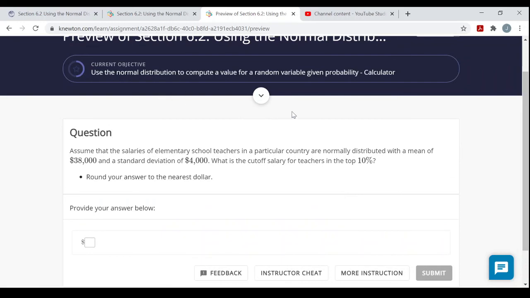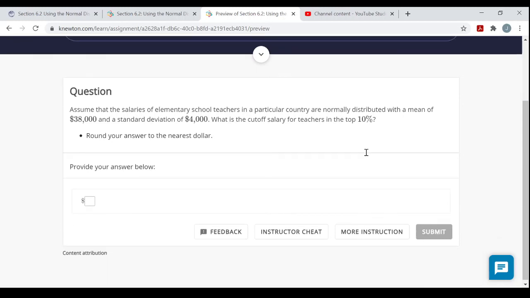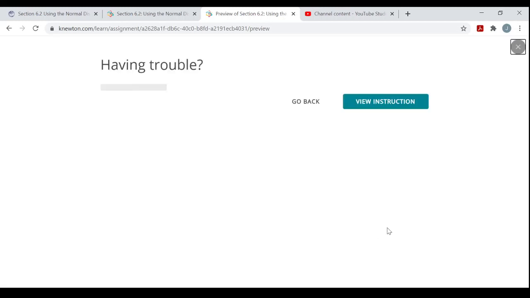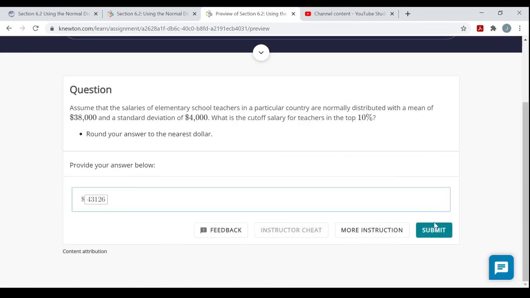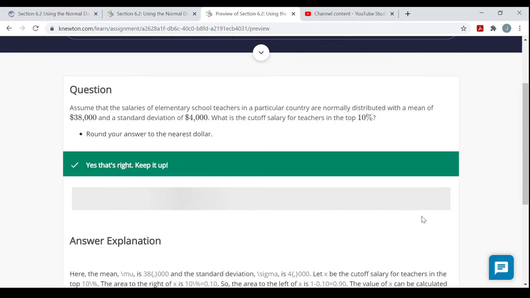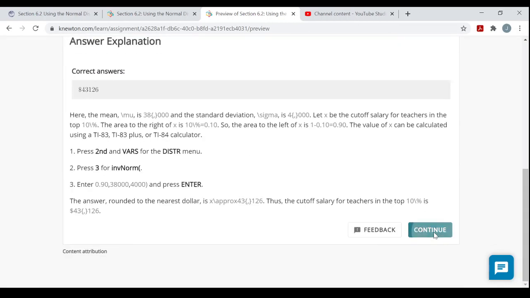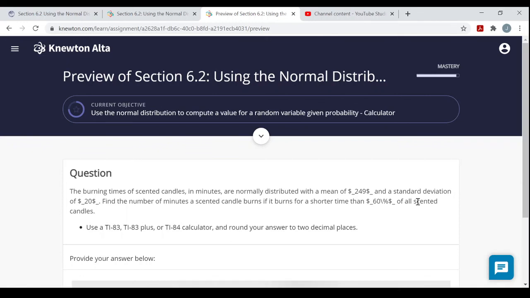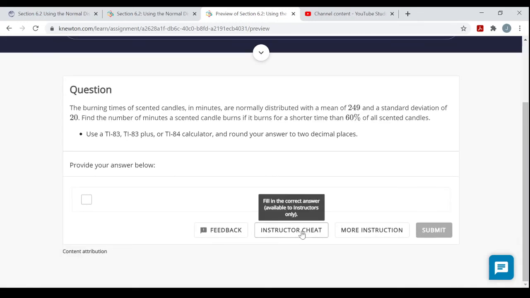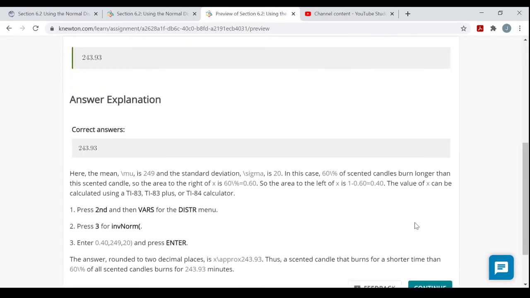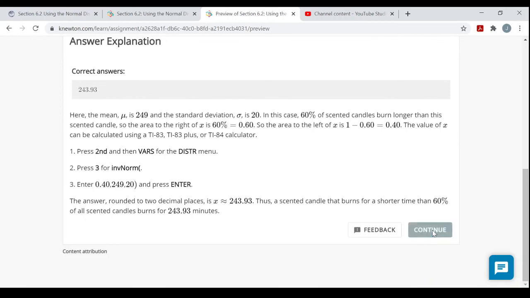And then this one. Yeah, this is that inverse norm. You're given a probability, you're given an area under the curve, and you're finding values on the number line. All right, so again, you do that inverse norm here, and I think one more. And let me see. It's no different. Yeah, these are all no different than the ones I've shown you using inverse norm. Find a value on the number line.